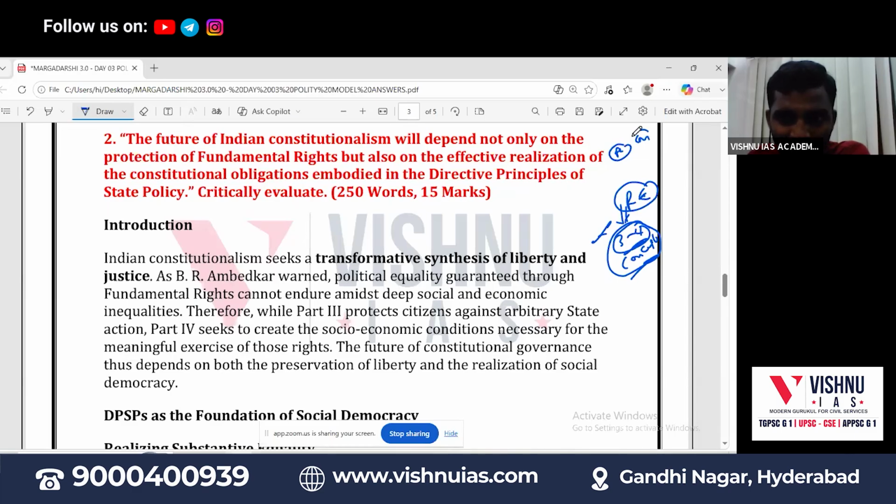In the previous question, the fundamental rights concept, the constitutional morality concept, and the democratic governance concept, three concepts, were covered in one question. In the same way we are making the questions. So please have this interconnection between the topics. Now let us see the second question.